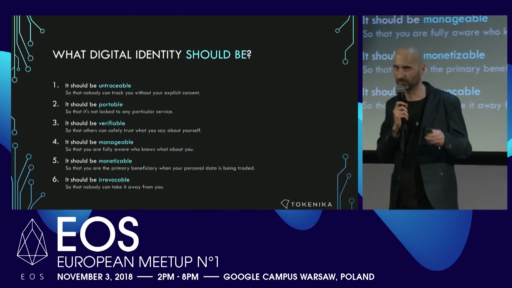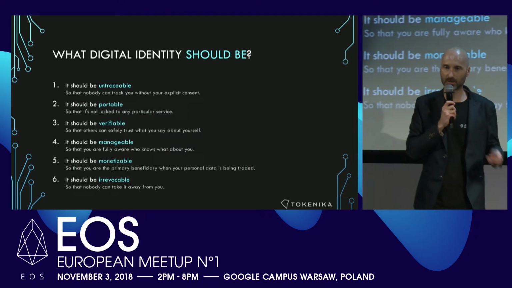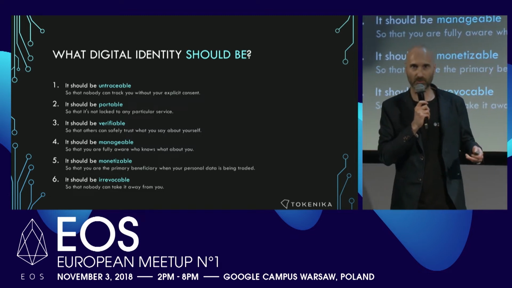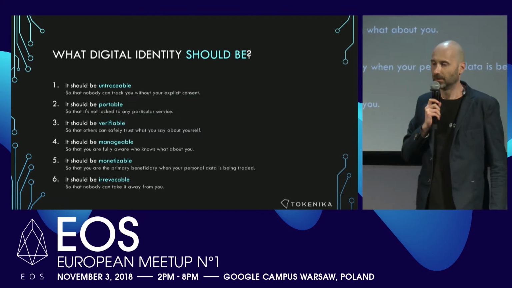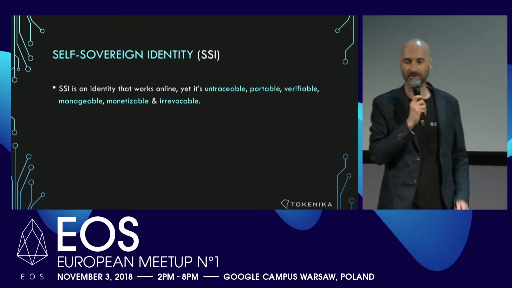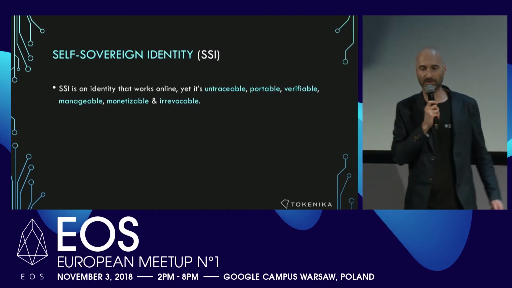So it should be like a physical property belonging to me, and nobody can take it away from me. Okay, so this brings us to the concept of self-sovereign identity. I guess we already defined it. It's an identity that works online and has all those 6 characteristics. Basically, this is the concept of self-sovereign identity.